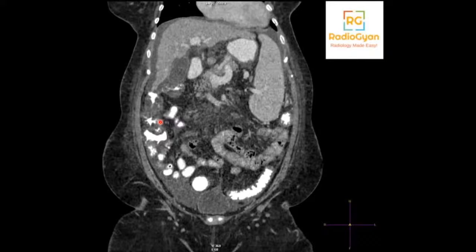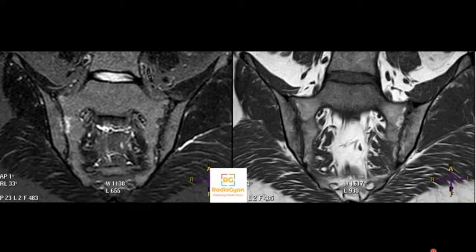Okay, moving on to the next case. It's a straightforward case. So in this patient, what would you recommend next? And what would be the typical demographics of this patient?